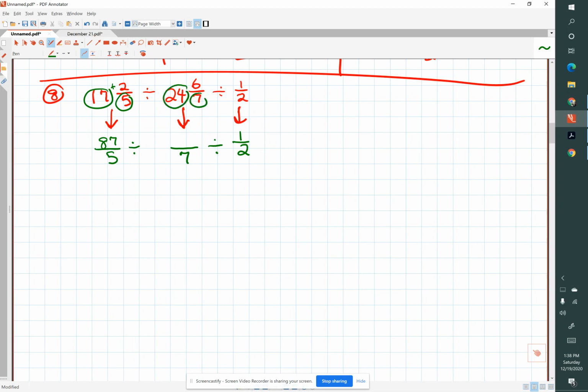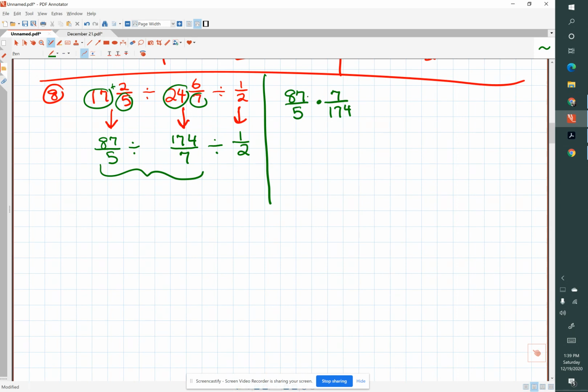24 times 7 is 168, plus 6 is 174 over 7. Okay, let's start with the first two numbers. Just go slow. So we have keep change flip, 87 over 5 multiplied by 7 over 174. Well, I'm going to try something.